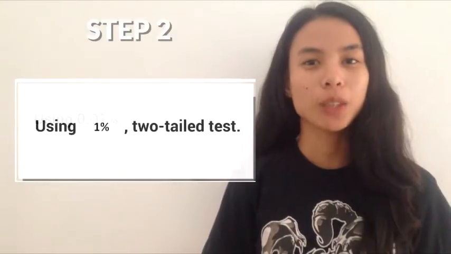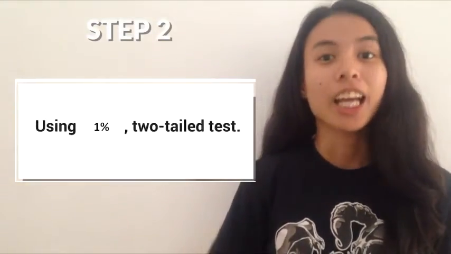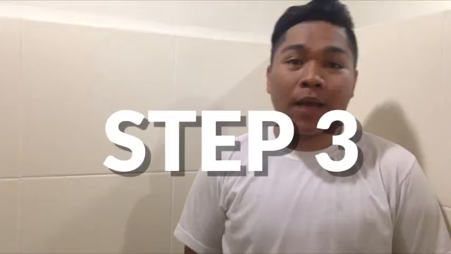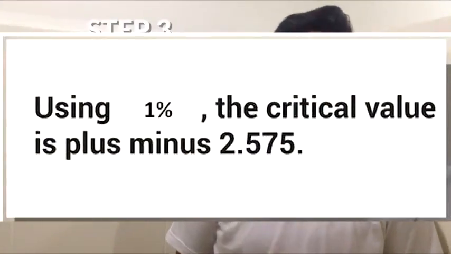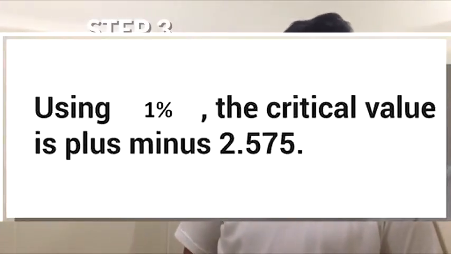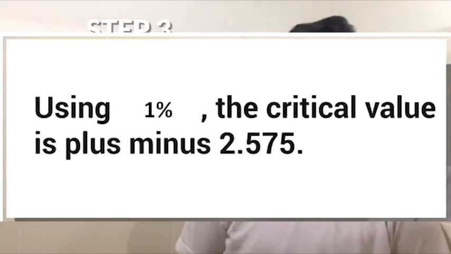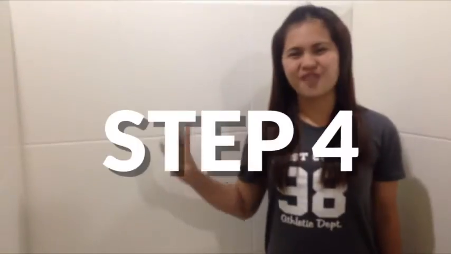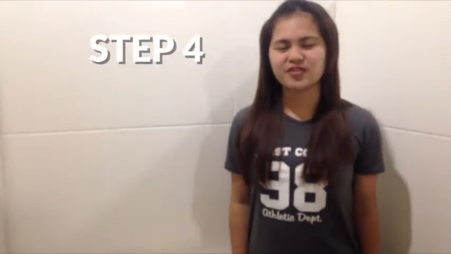Step 2. We use the z-test with alpha equal to the given level, and remember, according to our problem, it is a two-tailed test. Step 3, using the alpha percent, and remember, it is a two-tailed test, so we have the critical value positive negative 2.575. Step 4. We will compute for the z value. And for one sample proportion, we have the formula.